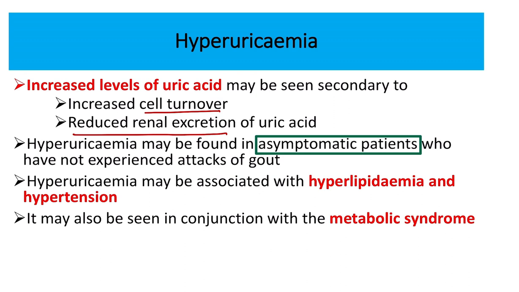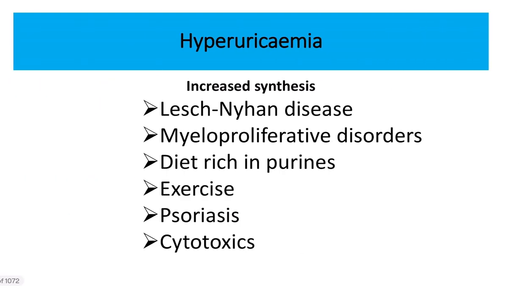Hyperuricemia may be associated with hyperlipidemia and hypertension. Hyperlipidemia means increased lipid content in the blood, and hypertension also. Sometimes it may be associated with metabolic syndrome. Some important metabolic syndromes may also cause hyperuricemia.